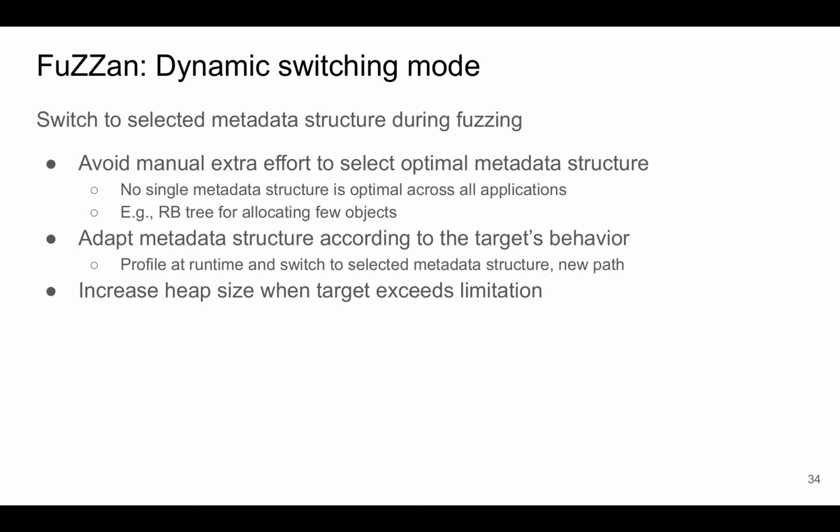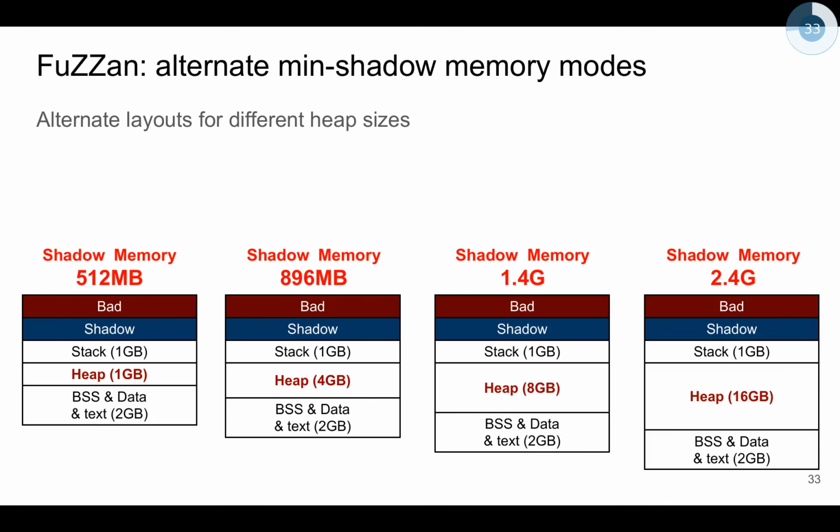With the dynamic switching, the idea is that the metadata structure is switched according to the target's behavior, as I mentioned. And then we can increase the heap size when the target exceeds the limitation. So to answer your question, if you allocate more than 16 gigabytes of heap, you will have to switch to the regular ASAN that supports up to 4 terabytes of a heap. But this should be rare. Right.